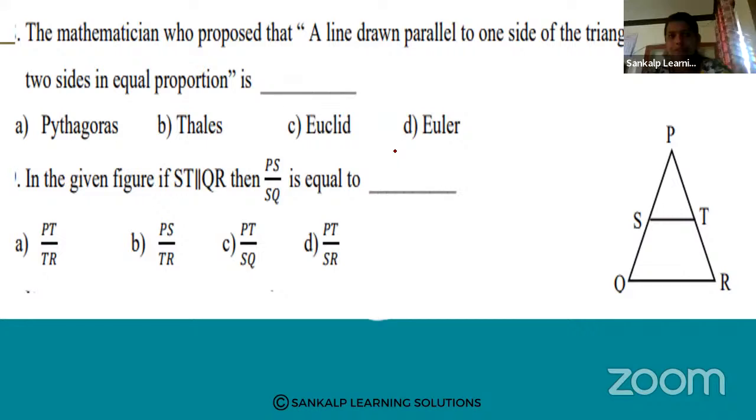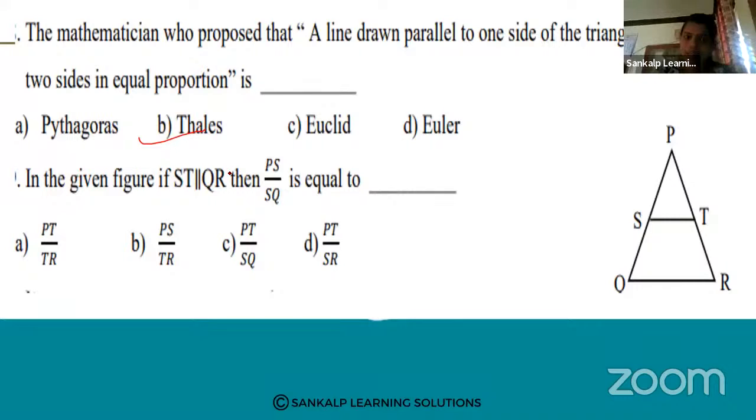Let us observe how questions are asked in our exam and solve multiple choice questions. So the first question is: who proposed that a line drawn parallel to one side of the triangle divides the other two sides in equal proportion? Is it Pythagoras, Thales, Euclid or Euler? Who proposed this theorem? Thales. It is Thales theorem, right?